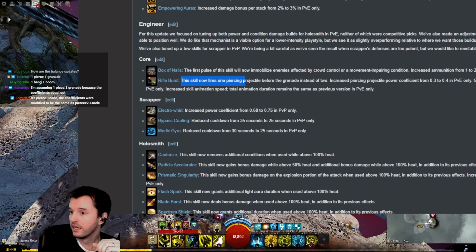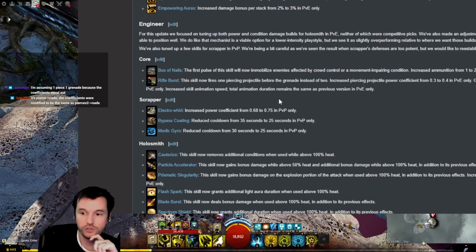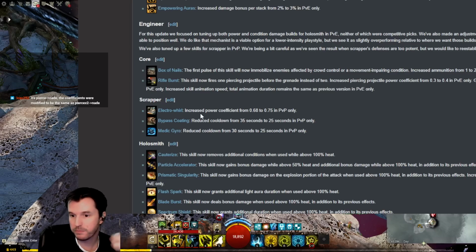Grenade power coefficient increased from 0.4 to 0.6 in PvE only, and the piercing projectile, which there was going from two of those to one of those, is getting a slight bump as well. Increase the skill animation speed. Total animation duration remains the same as the previous version in PvE only. Scrapper Electro Whirl, that's the hammer spin, a little bit stronger in PvP.